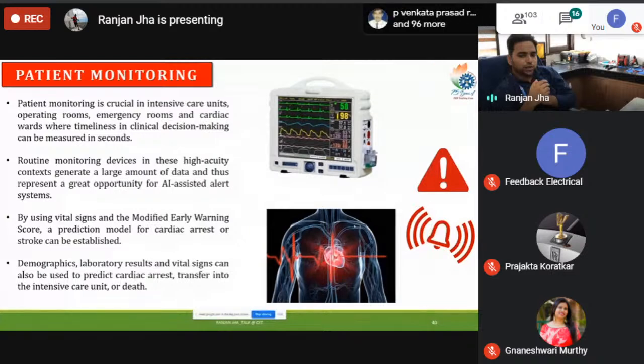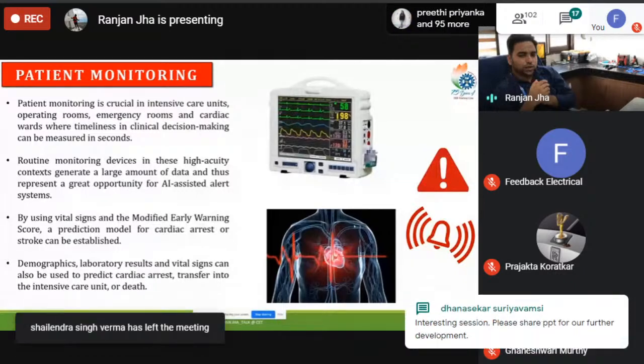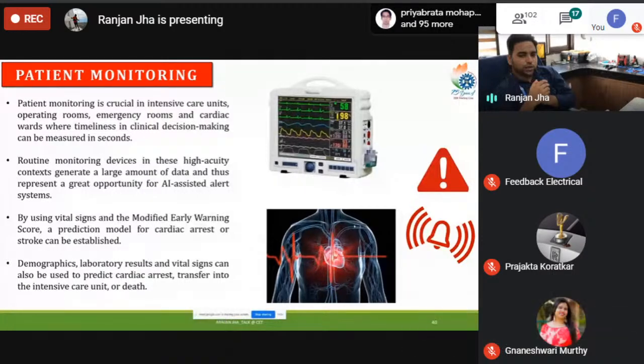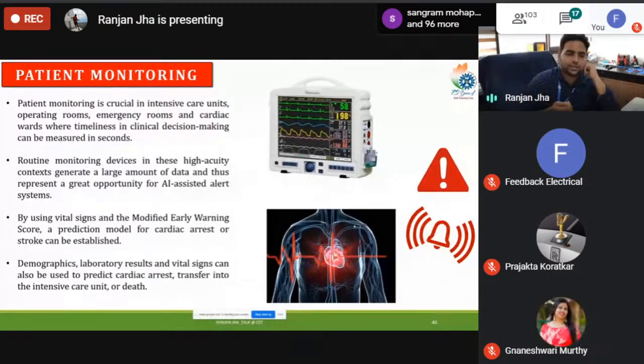So patient monitoring is crucial in intensive care units, operating rooms, emergency rooms, and cardiac wards, where timelines in clinical decision making can be measured in seconds, right? So due to COVID, no one wants to be in contact with the patient. So a doctor wants a system where he can sit somewhere else and monitor all the vital parameters remotely. So routine monitoring devices in these high acuity contexts generate a large amount of data, and thus represent a great opportunity for an AI assisted alert system, right?